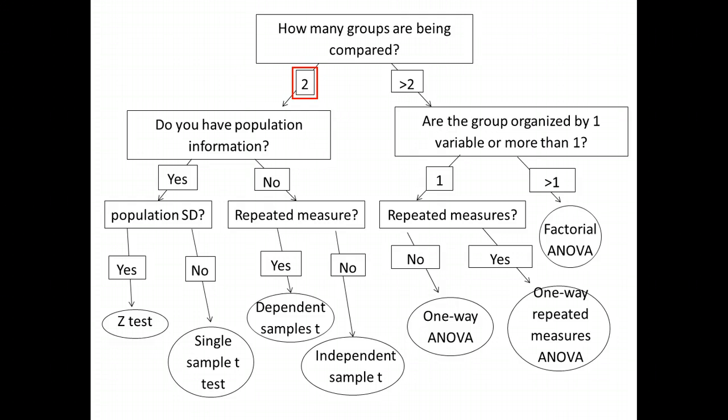If it's just 2, I then ask myself, have I been given information about a population? Does somewhere in the question it say the norm for people in general is this, or the mean for people in general is that? If so, I then ask myself, have I been given a population standard deviation, or is that population information only a mean? If I also have a standard deviation for that population, then I'll do a z-test. If not, I do a single sample t.